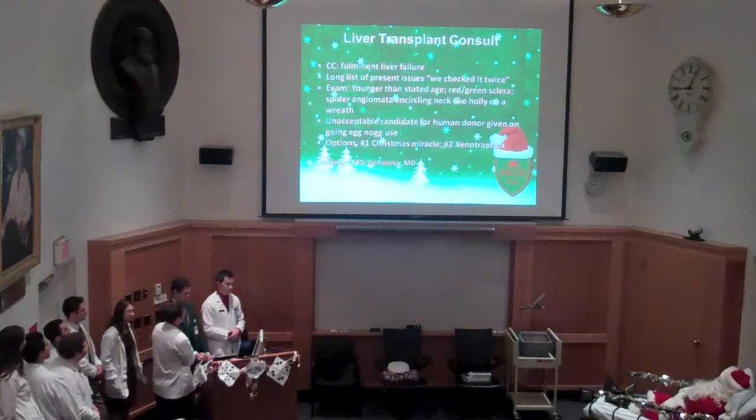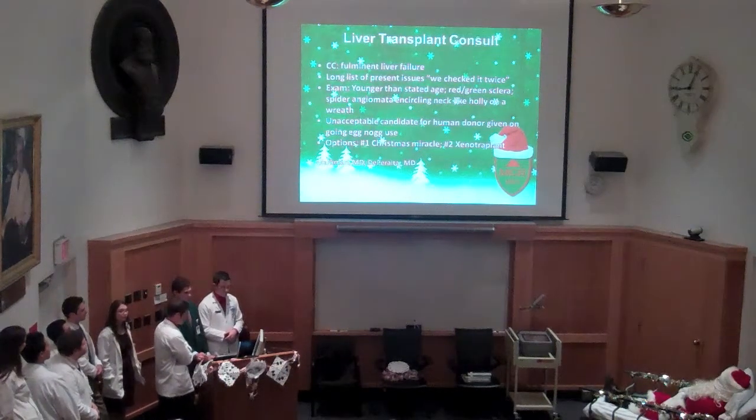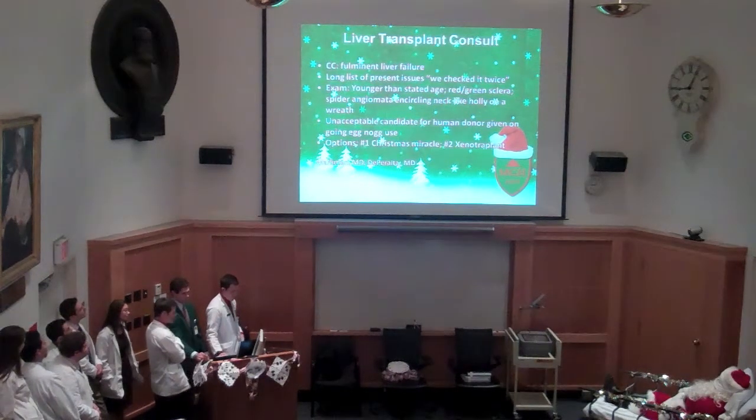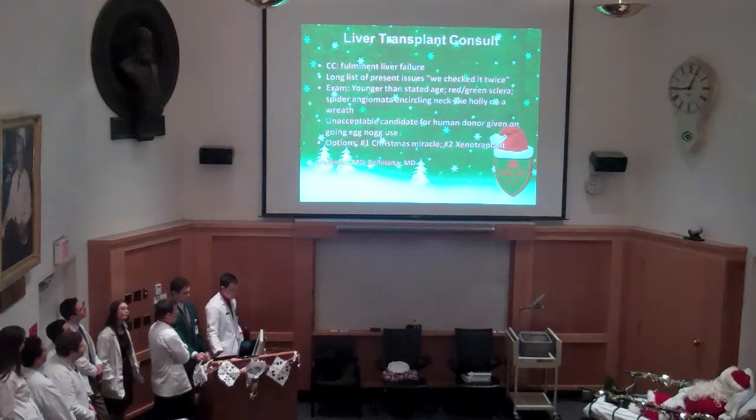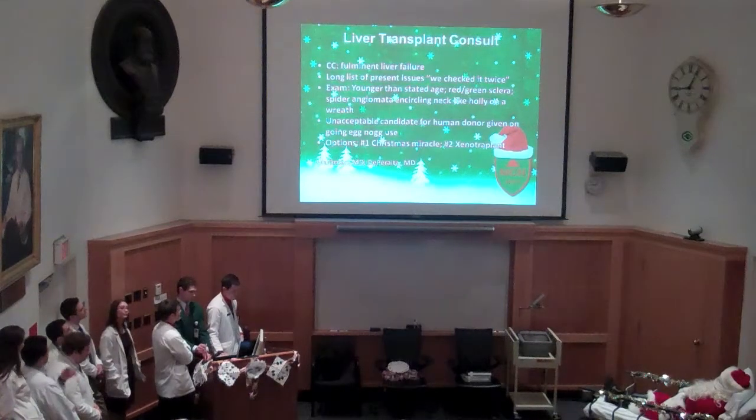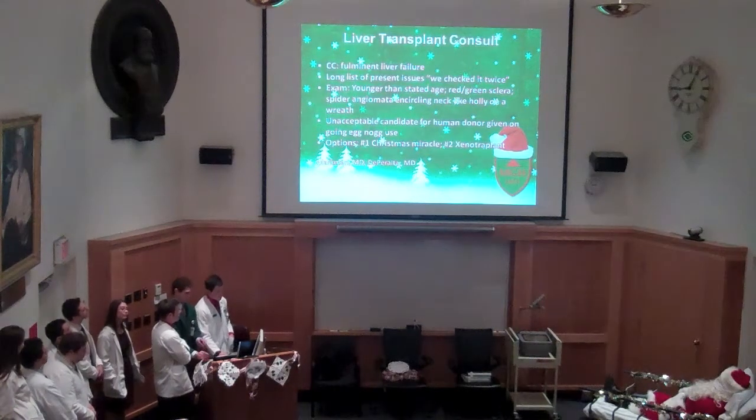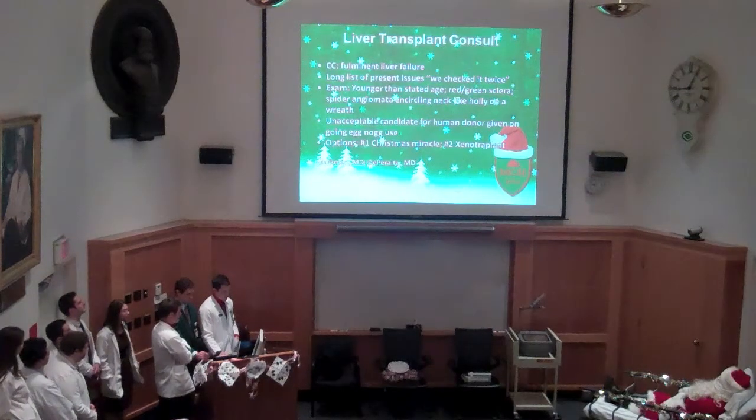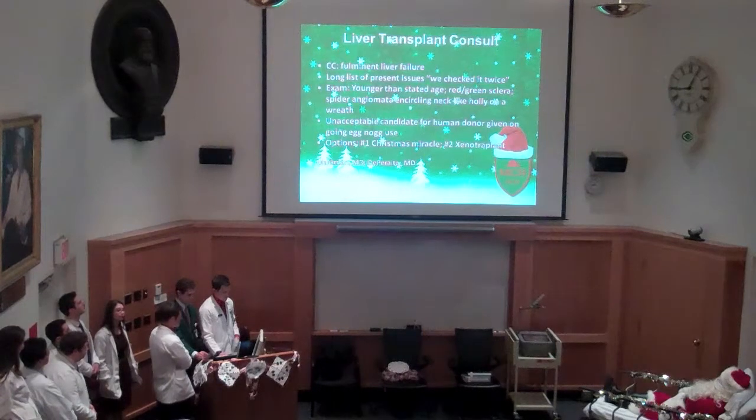That's right. Unfortunately, after going through all this, he was found to be in fulminant liver failure. The transplant service was consulted. They noted that he had a long past medical history. They did check the list twice. He was noted on exam to be younger than stated age. He had red-green sclera and spider angiomas that were encircling his neck like a polyp. Unfortunately, due to his ongoing eggnog use, he was deemed to be an unacceptable candidate for a human donor. So he came to a couple of options, either a Christmas miracle or perhaps a xenotransplant.